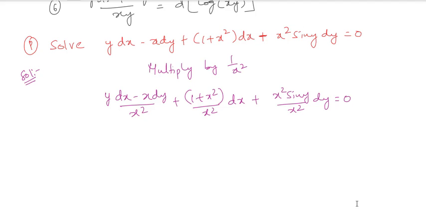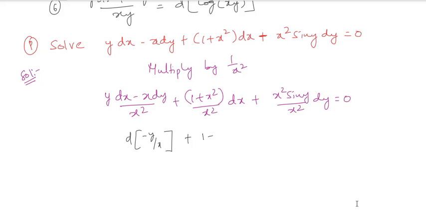Now, if you observe y dx minus x dy by x square, you can directly substitute. With x square, it is the differentiation of minus y by x. So directly I am substituting this, from the property. That is the differentiation of minus y by x, I can substitute it as. Then plus 1 by x square.